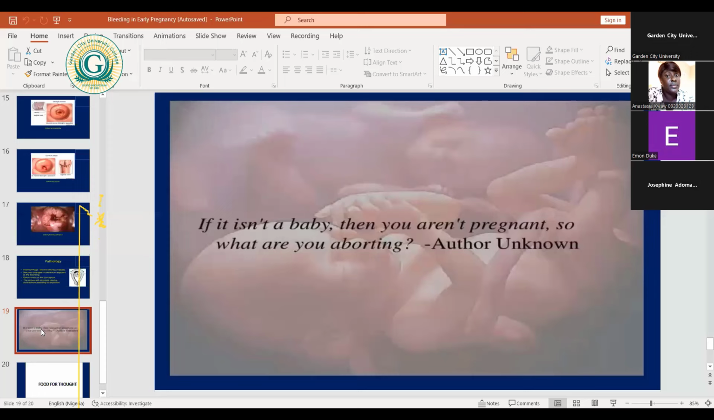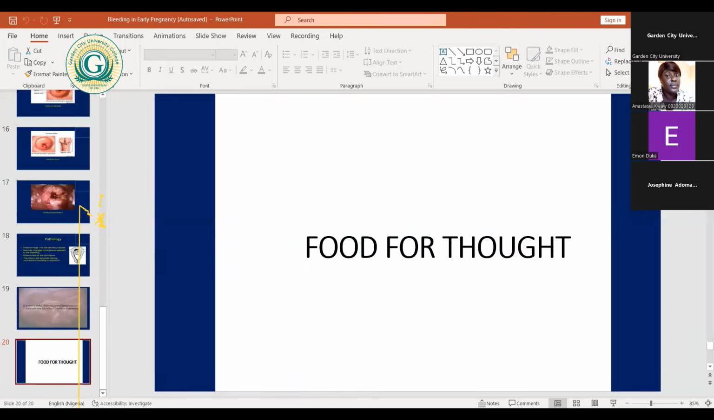She comes to the clinic. The doctor says, no, it's not pregnancy. Let me conduct curettage for you. What is he curetting? That is food for thought. For those of us that are working with these women and with these doctors, it is real food for thought. So that is bleeding in early pregnancy. Just give me a little while and I will bring up incidental bleeding.